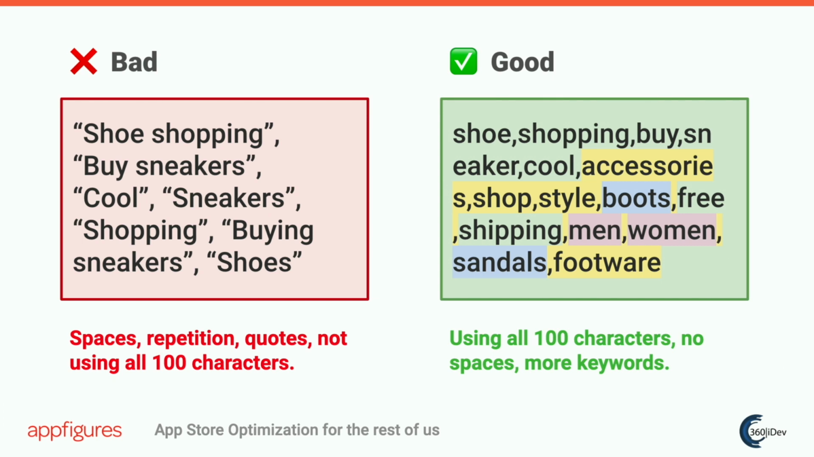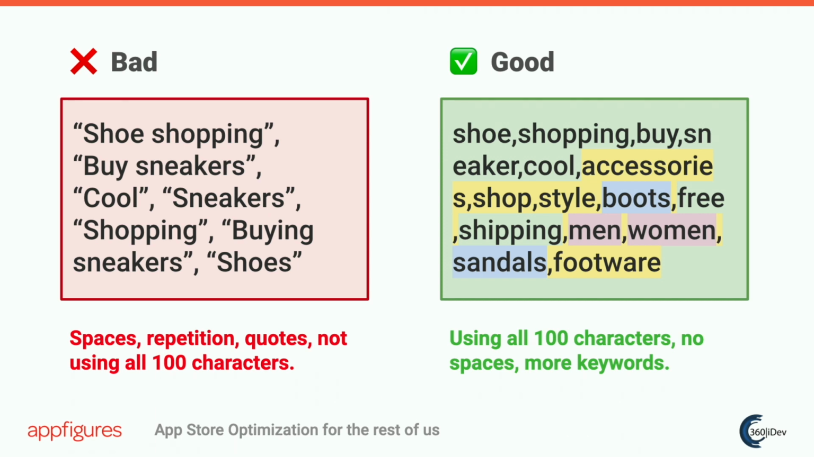So all of that on the left side translated into kind of the first line and a half on the right side. So we saved a ton of space. And then we were able to inject all these new keywords like accessories and boots and sandals and free shipping, men, women. So a lot more opportunities to get found on the App Store.